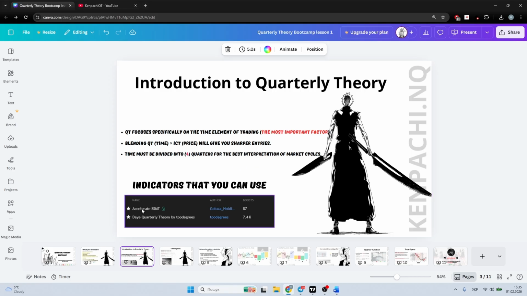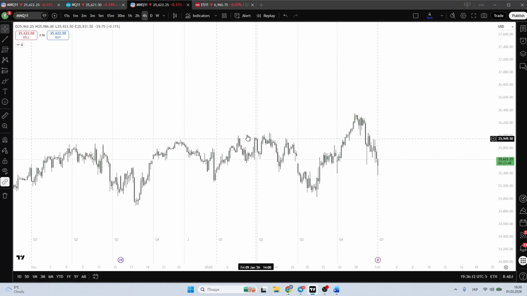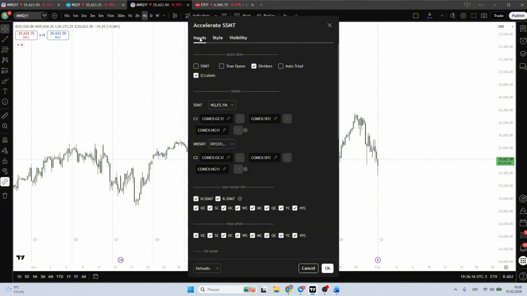On the screen you can see 2 indicators that you can use, and here are the settings for both of them. The first one is what I personally use. This is how the indicator looks. You can find this indicator in the description below this video. This is a private one, but fully free. Just click on the link, get access, add it on your charts, and use it.